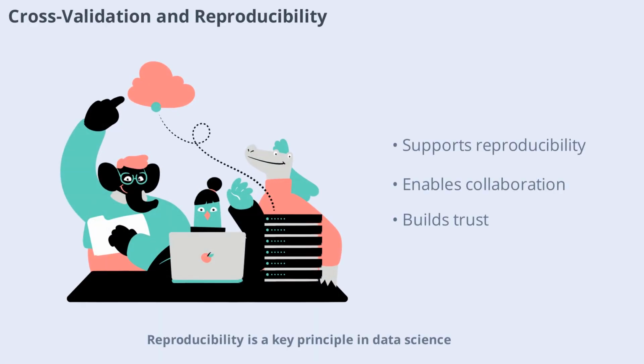Reproducibility is a key principle in data science. By using cross-validation and documenting your process, you ensure that others can replicate your results. This transparency is essential for collaboration, peer review, and building trust in your findings.